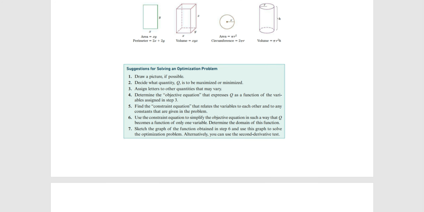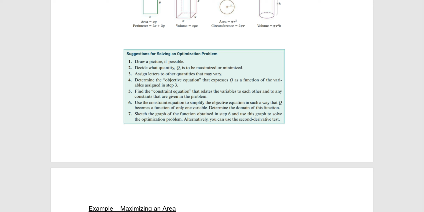So here are the steps for doing these questions, and we'll obviously do a bunch of examples. For this, a good idea is to draw a picture because we're going to be working with shapes, so drawing a picture is always good. And then you're going to have your two equations. So you're going to be deciding what quantity is going to be maximized or minimized. You're going to assign letters to variables. I tend to use x and y the most. You can use whatever you want. And from that, we're going to have our objective equation and our constraint equation.